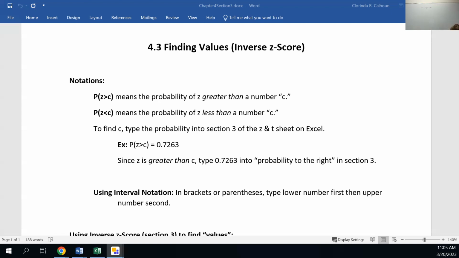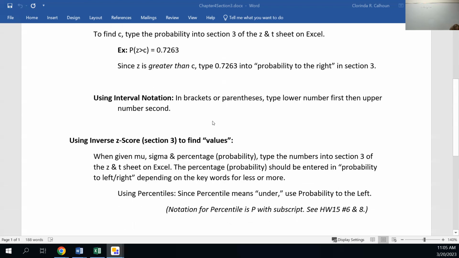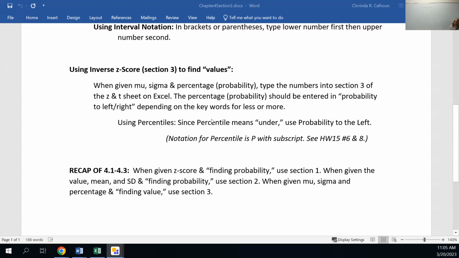Okay, then we have what this section's really about, using the inverse z-score section 3 to find your values. Okay, and values is going to be x on the sheet. So if you are given mu, which is the mean, and you're given sigma, which is your standard deviation, and then now you're given a percentage. So the percentage, it could call it a probability, but it is a percentage. You're going to type the numbers into section 3 on the Z and T sheet.